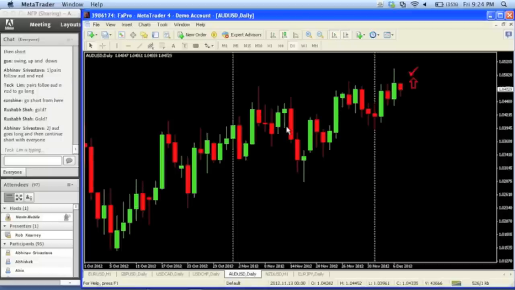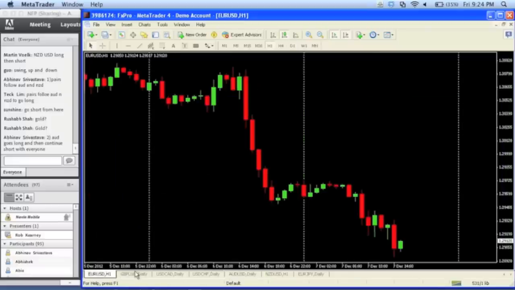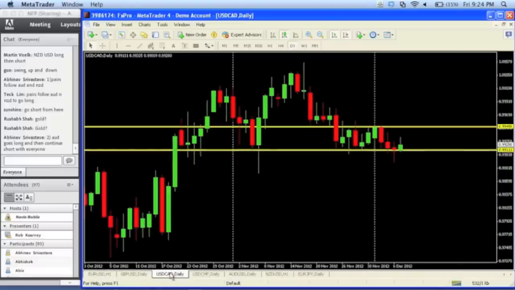What is scenario number three? Okay, scenario number three is what Abhinav is saying: Aussie dollar goes long and then continues short with everyone else. Now, during the NFP, we might have a spike that goes up, respects the previous candle, and then continues short for the rest of the day in respect with all the other pairs to get back into correlation. That could be another possibility.